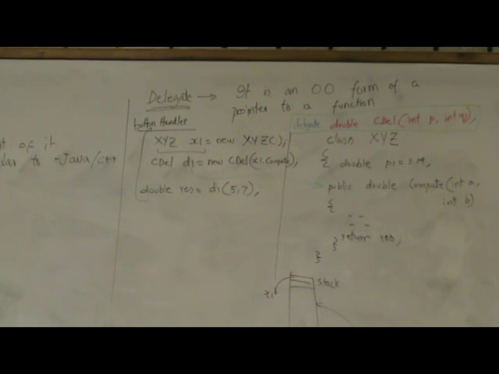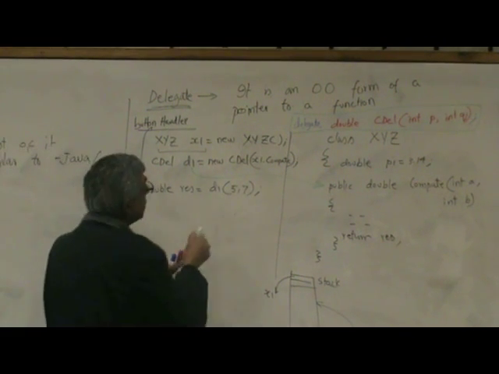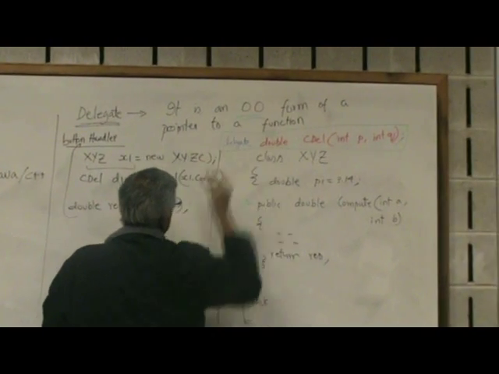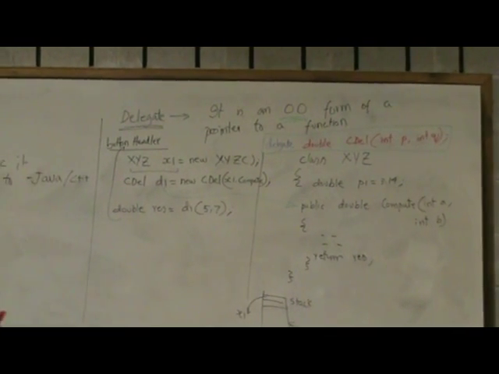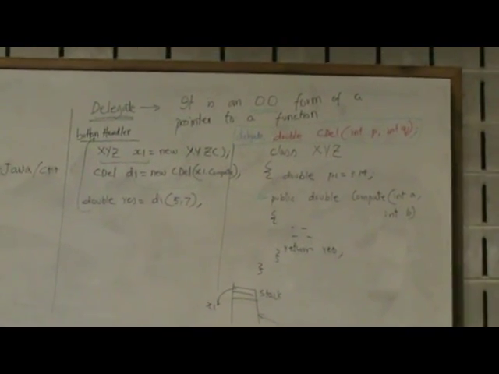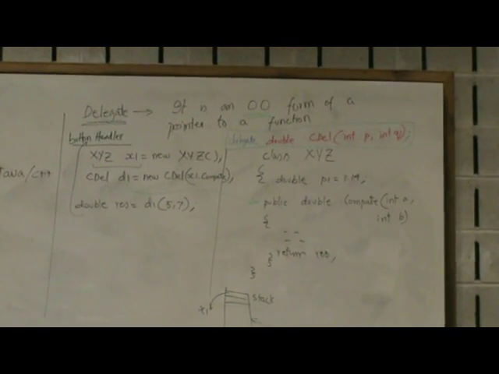Then you might say, well, pointers to functions exist in C, C++. So what's new about a delegate? As I will demonstrate to you soon, it is more than a pointer to a function. It has a lot more capabilities. So that's why I mentioned it's an object-oriented form of a pointer to a function, right?